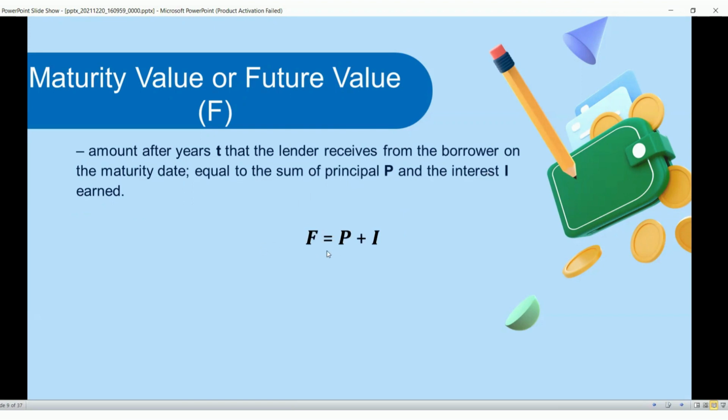So, ito yung formula niya. F is equal to P plus I. Or kapag wala tayong interest, pwede naman natin gamitin ito para mahanap yung future value. F is equal to P plus PRT, or F is equal to P times 1 plus RT. So, gagamitin natin dalawa kapag wala tayong interest, tapos hahanapin natin yung F.